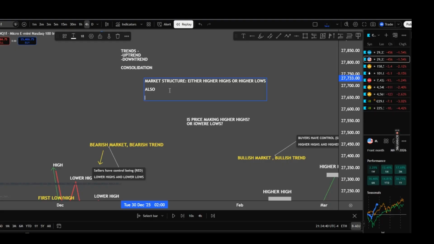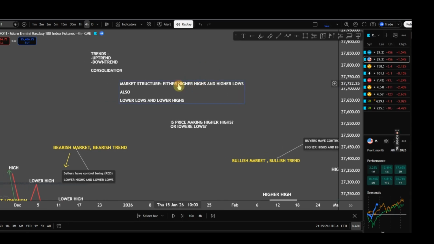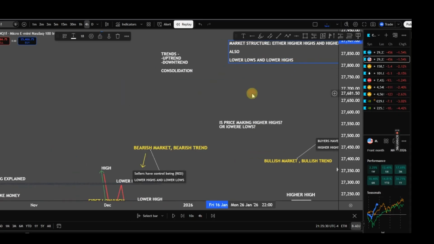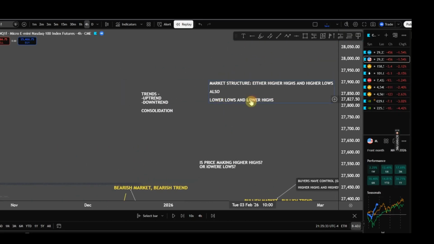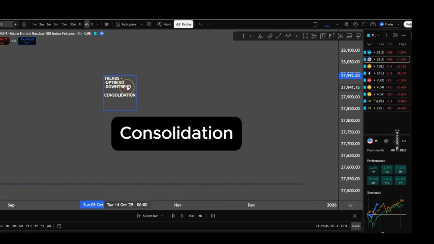What is the market telling us? What is the market doing? Market structure is higher highs or higher lows, or lower lows and lower highs. They come in a pair. Those two do the same thing together, because if you're in that one, then you should be making a downtrend. But market structure is either higher highs and higher lows, or lower lows and lower highs. That's what market structure is. And those things make a trend, and it's either a downtrend or an uptrend. And this is what you want to trade. You want to trade downtrends and uptrends.